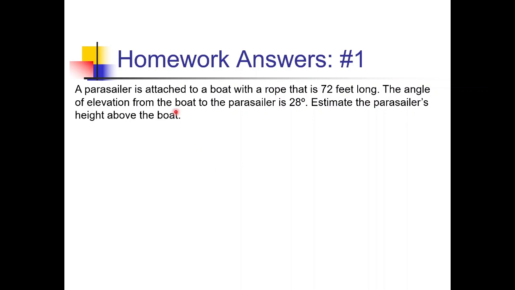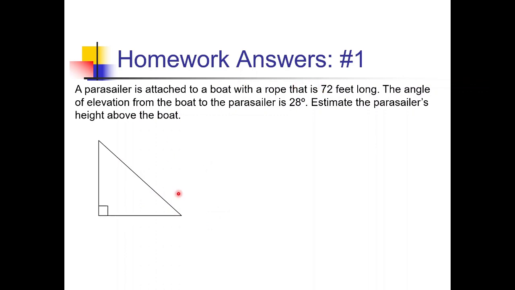So in this case, we have a parasailer attached to a boat with a rope that's 72 feet long. Angle of elevation from the boat to the parasailer is 28 degrees. We want the parasailer's height above the boat, roughly. Alright, so we have an angle of elevation. That clues me in that I'm going to do a right side up sort of triangle here. And we have a rope that's 72 feet long.